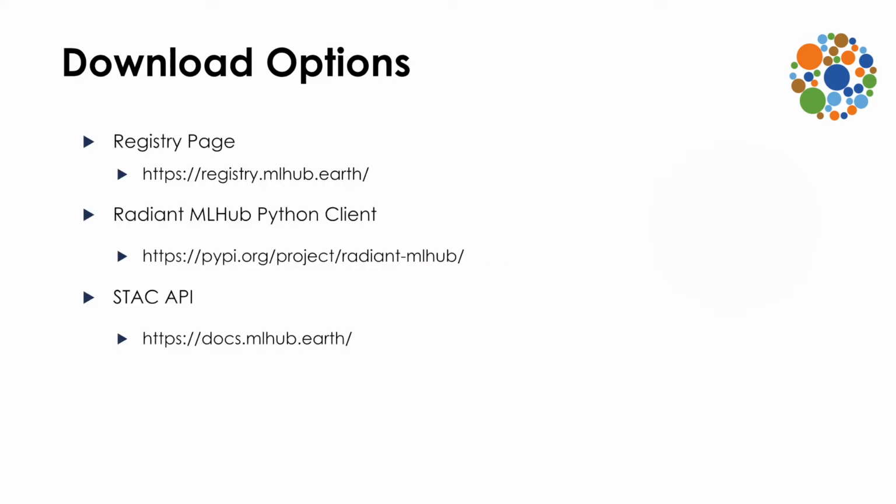So when you want to download our datasets, you have three different options. The first would be through our registry page. You can find that at registry.mlhub.earth. The second would be through our Radiant MLHub Python client. You can find that package on PyPI under the name radiant-mlhub. And lastly, you can use our STAC compliant API and you can find the documentation there at docs.mlhub.earth.